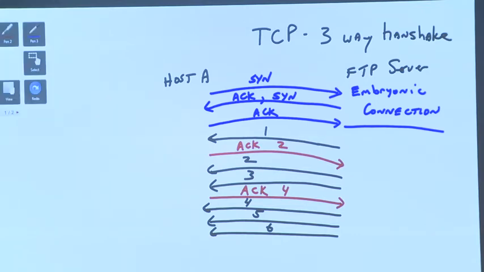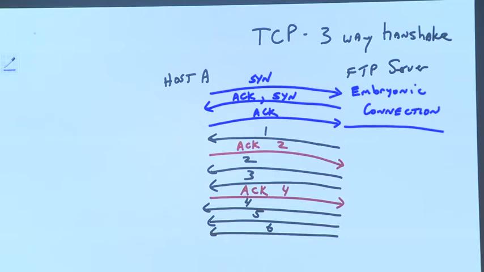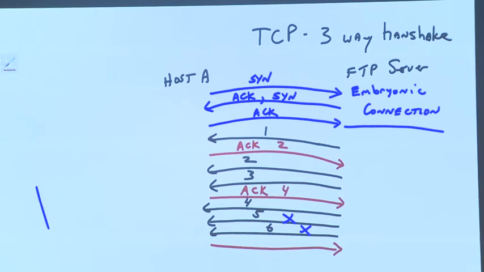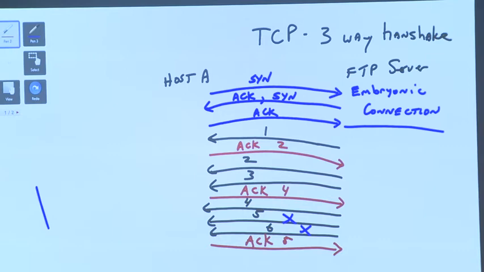However, I didn't get 5 and I didn't get 6. So what am I sending back? ACK 5. So I'm saying I received a packet, but you're going to have to start over with number 5. Why? Because we need to complete the three-way handshake. We need to get all of these packets in there.